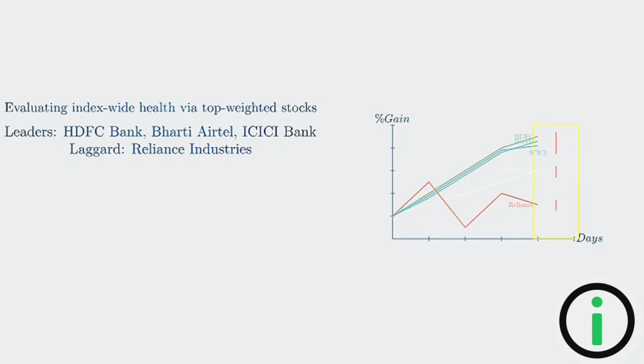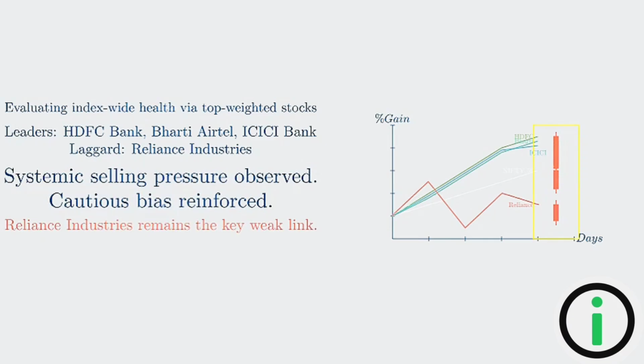Despite their different strengths throughout the week, look at the right edge of the chart. All four major leaders, including the heavy-hitting banking stocks, rolled over together into that final red candle. This is a critical observation, because the reversal was broad-based and index-wide, rather than isolated to a single stock. It carries much more weight. It tells us that the selling pressure was systemic across the largest components of the market, reinforcing our cautious bias for the upcoming session. If Reliance continues to be the weak link, it could drag the entire index down even if the banks try to hold their ground.